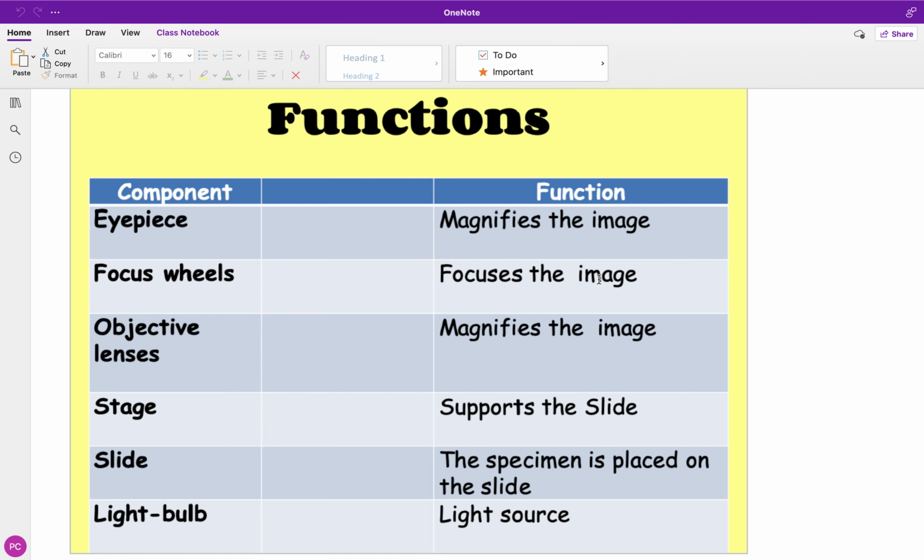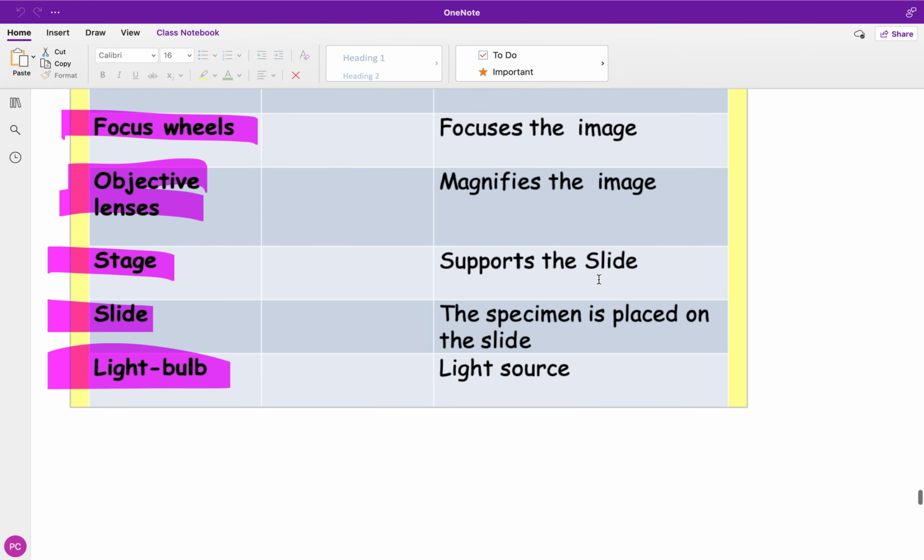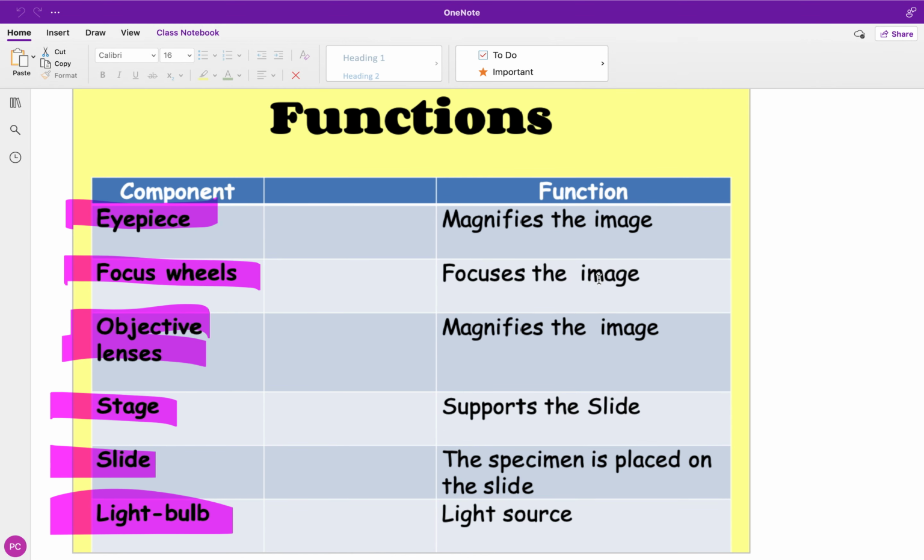And down here, I've put a table in for you of what each part does. So we kind of spoke about it there in the video. You can rewatch this video. It's on YouTube. We have the function of the eyepiece, the focus wheels, the objective lenses, a stage, a slide, and the light bulb, and what they do. So they usually either magnify, or they focus, or they hold the slide, or they supply light. They're your main functions of the microscope.